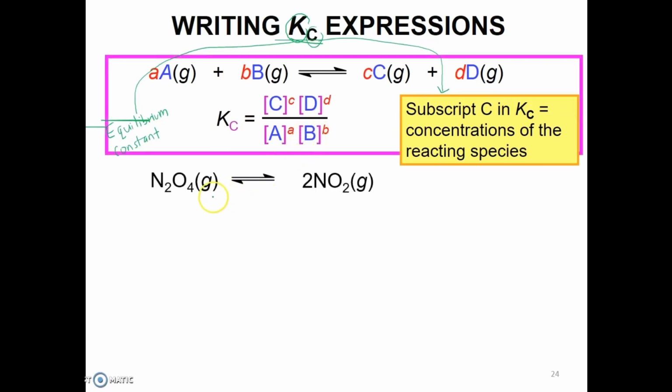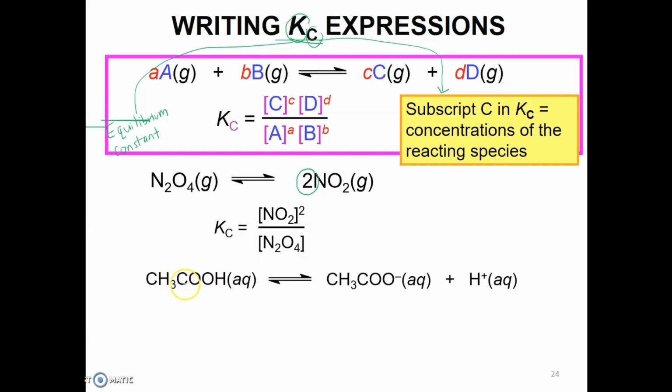For example, here we have N2O4 gas decomposed to form 2NO2 gas. So the Kc expression will be the concentration of NO2 raised to the power of 2 since the mole coefficient is 2 over concentration of N2O4, which is the reactant species.